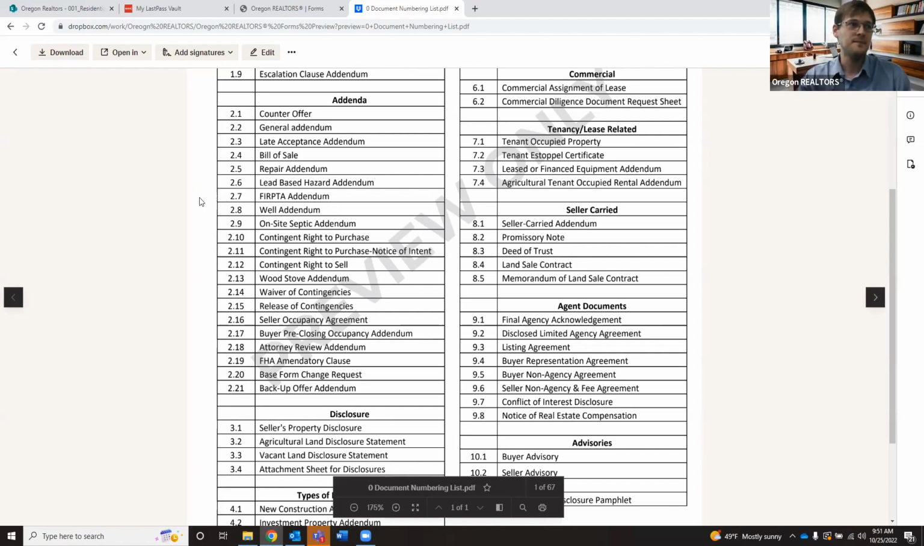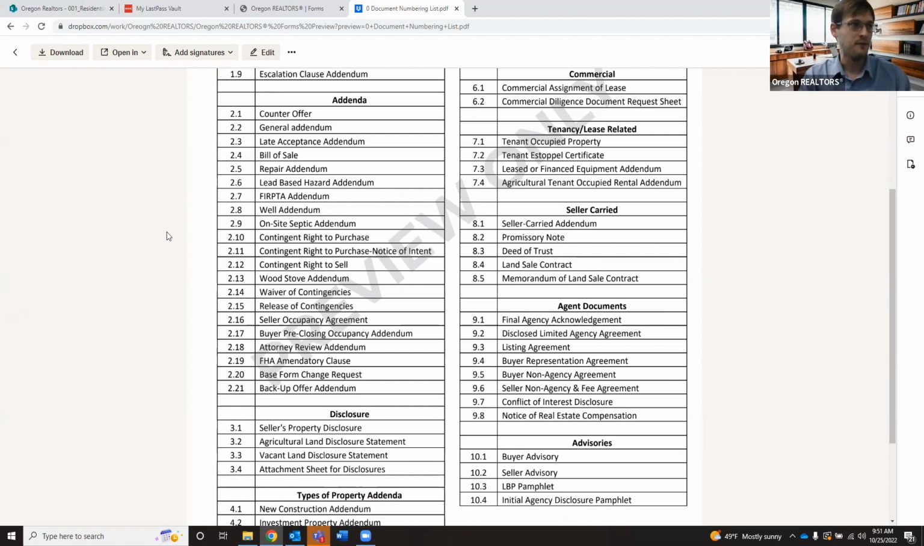We've got FIRPTA addendum. This is built into your purchase and sale agreement. This is kind of a belt and suspenders document. So if you really, really want to be clear on FIRPTA, we have a form for that.